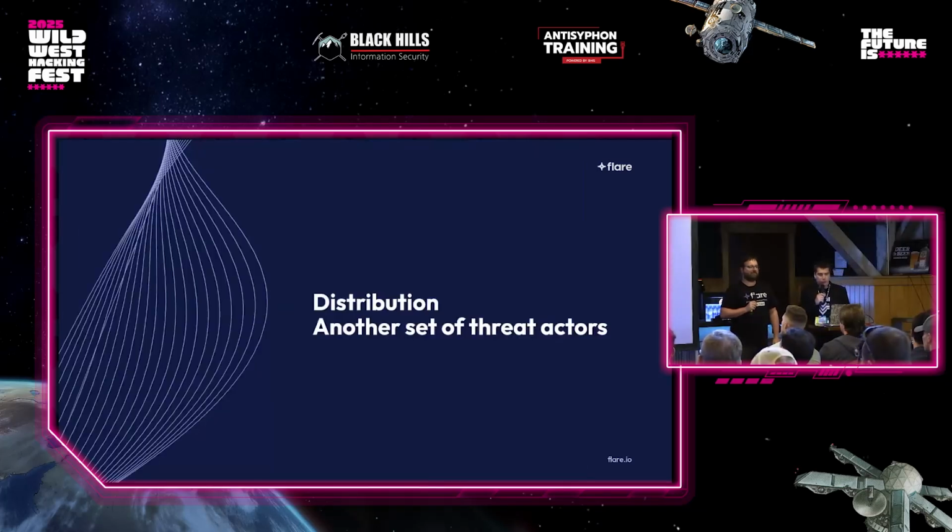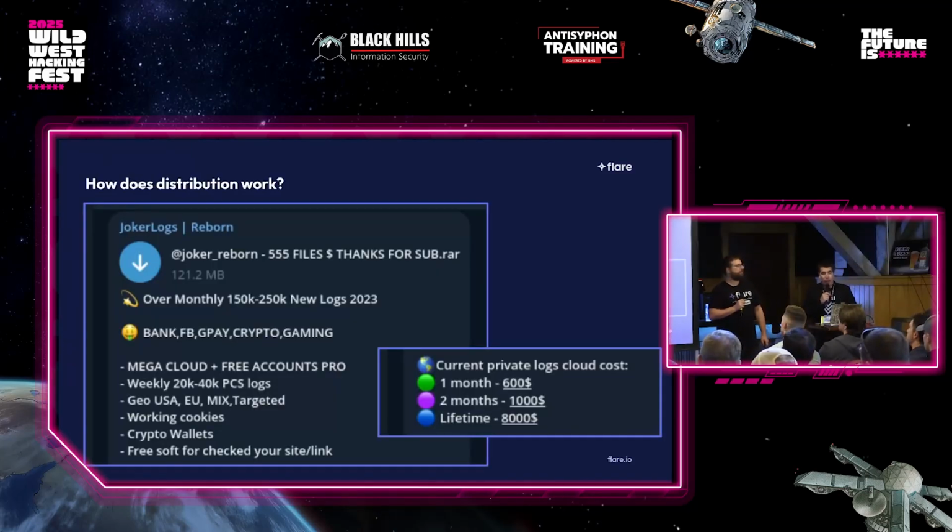Now moving on to distribution. The malware itself is built on a malware-as-a-service model. So people buy this and then they will collect logs from victims, and then they will sell these logs. So there's another specialization in that market. Again, this is advertised on Telegram. Here is Joker Logs, who sells logs. He brags about 150,000 to 250,000 logs monthly that are shared on Telegram if you purchase his service.